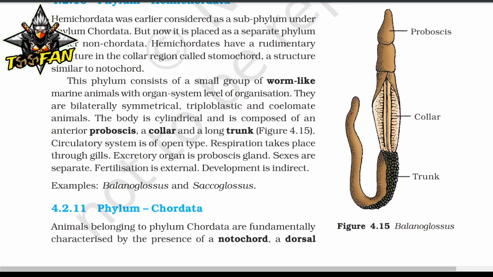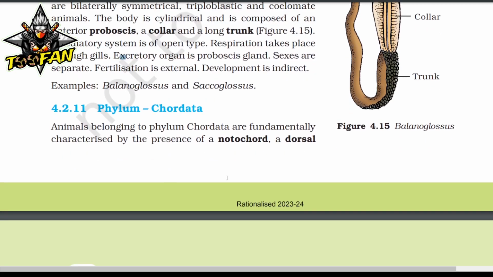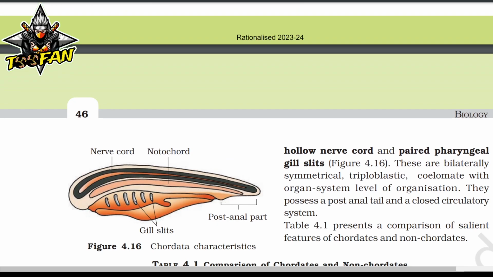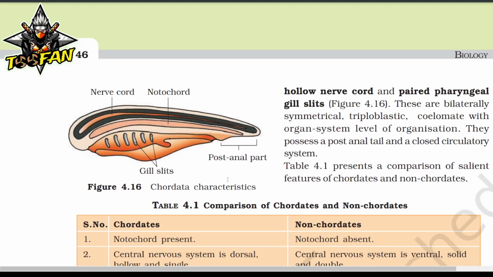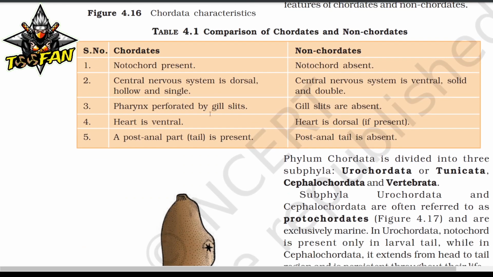Now, phylum Chordata. Animals belonging to phylum Chordata are fundamentally characterized by the presence of notochord, a dorsal hollow nerve cord, and paired pharyngeal gill slits. These are bilaterally symmetrical, triploblastic, coelomate with organ system level of organization. They possess a post-anal tail and closed circulatory system. These are the salient features of chordates and non-chordates.